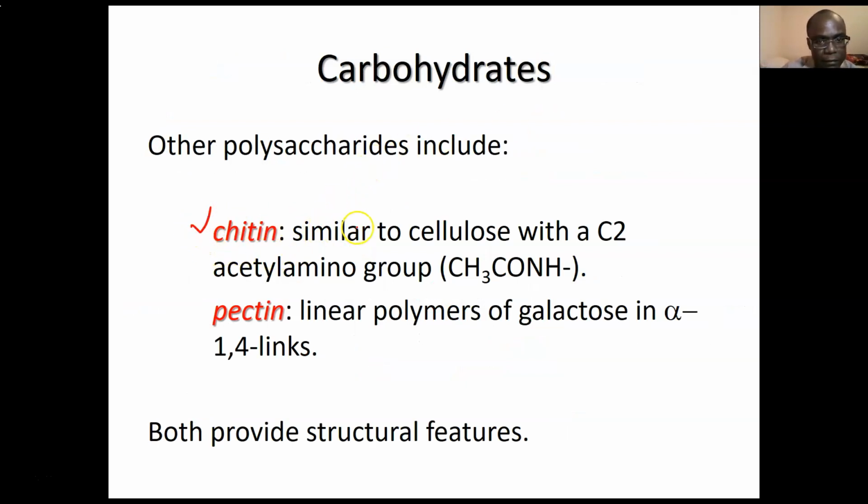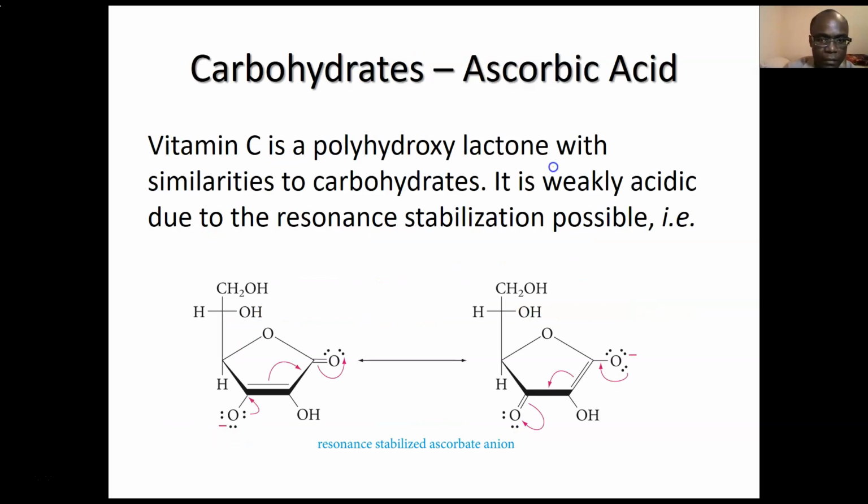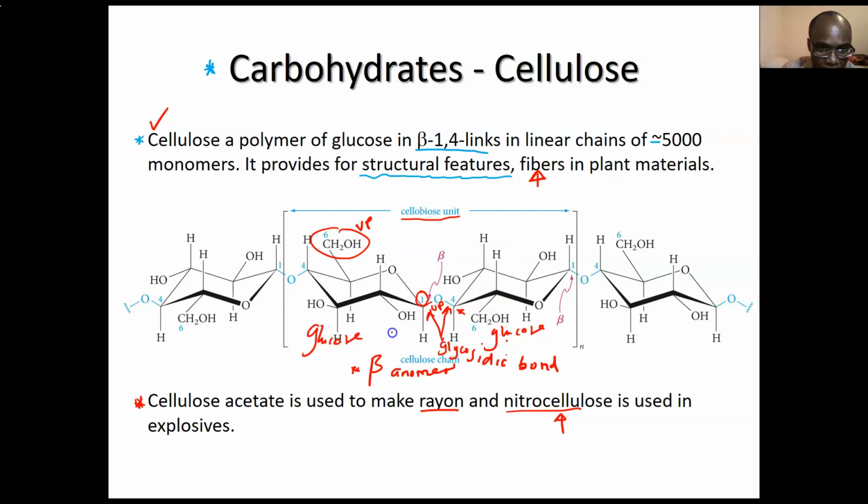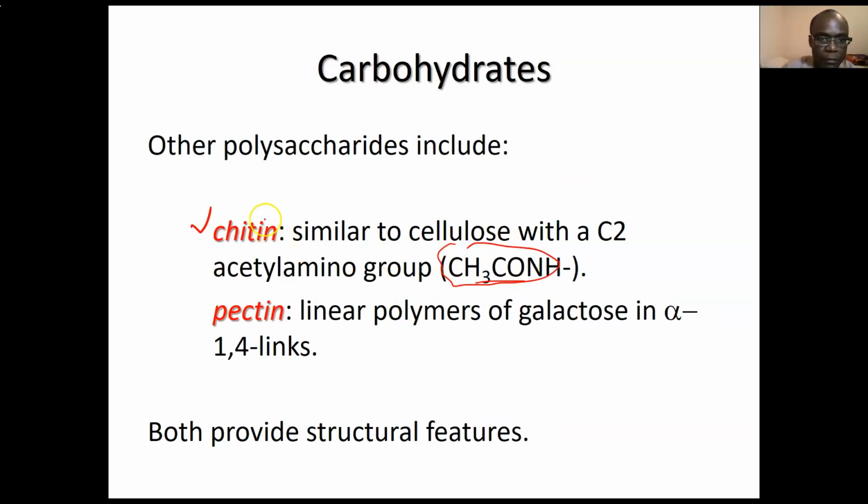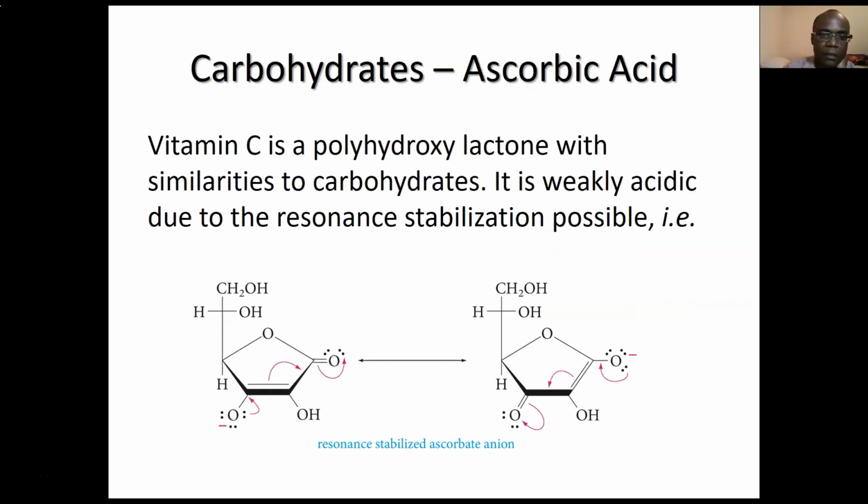So other polysaccharides include chitin, similar to cellulose, with a C2 acetylamino group, which means this group right here is on the second carbon of the ring. So here where the OH is, this is the second carbon, so you would replace that OH with this group, then you get chitin. Okay, pectin is a linear polymer of galactose with alpha 1,4 linkages. I'm just going to mention those two. If you take biochemistry, it's going to be expounded. This is survey organic, so I'm not going to go deeper. It's looking complicated already for you. Both of these provide structural features, like pectin is used to strengthen the cell wall in plant cells.